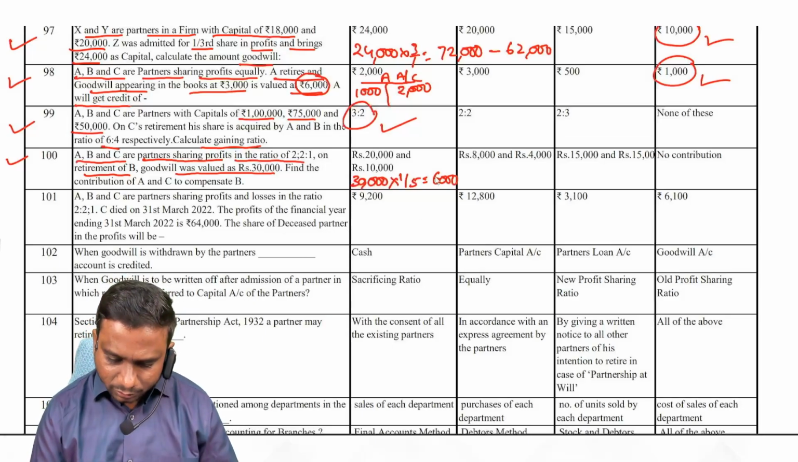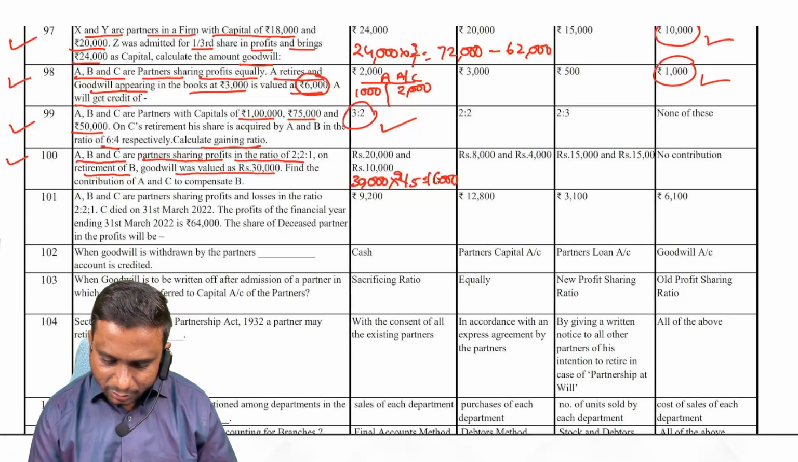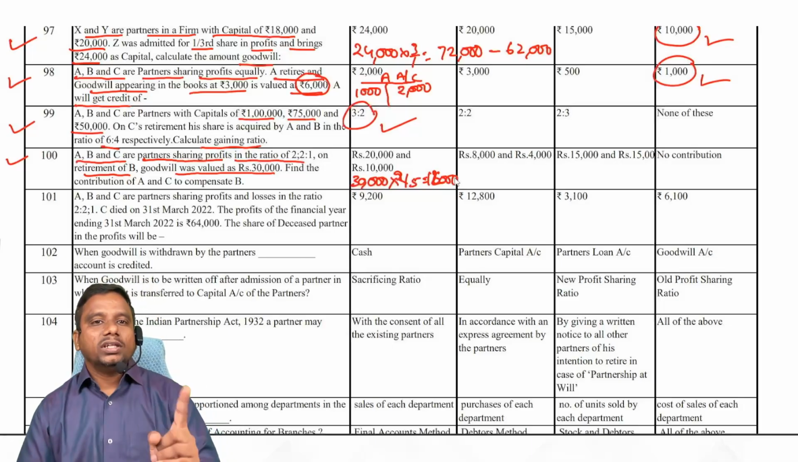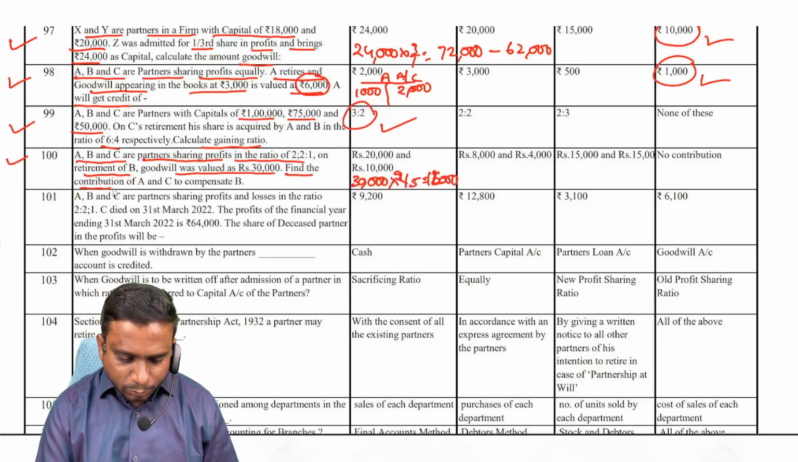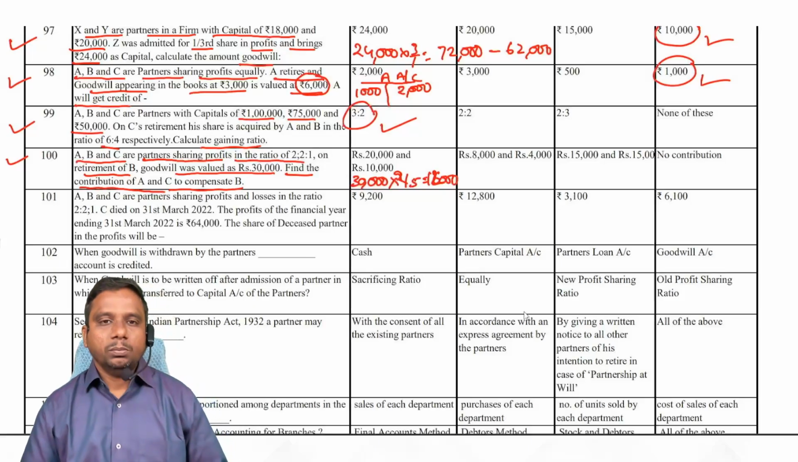No, 2 by 5, no? 2 by 5, that is 12,000 rupees. 12,000 rupees is the share of goodwill of B. Find the contribution of A and C to compensate B.